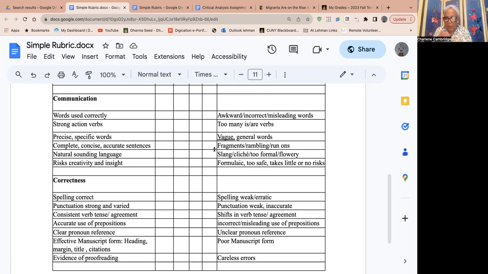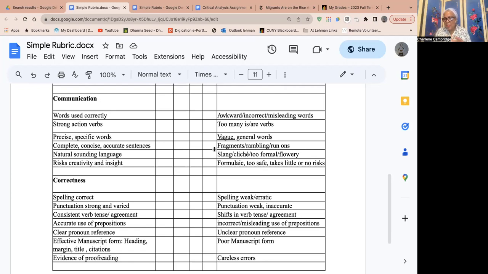And don't get me wrong, people who only speak English and no other language can be quite dramatic and flowery also. Especially if you've been reading a lot of those young adult novels. There's a lot of flowery language in them. So be a little careful about this. This is academic prose. You want to be a little bit dry, not too dry. You want to have natural sounding language, and risk creativity and insight. You get an A for being creative in my class.